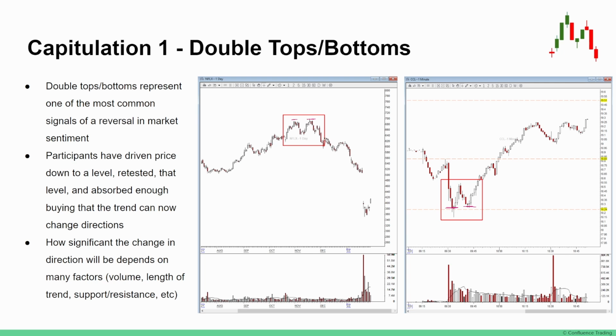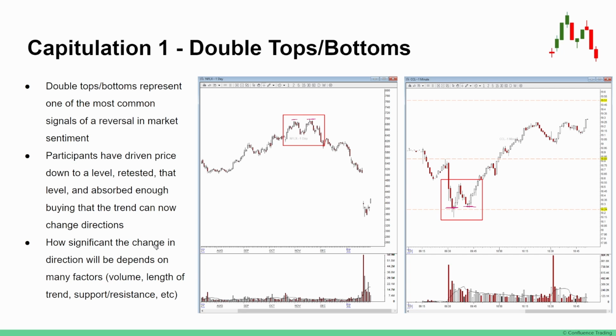With these patterns, I don't want you to just think, oh, okay, I've made my second top, I'm failing, therefore price is going to reject and move in the opposite direction. What I want you to think about is the psychology and the emotion of the participants that are involved. With these patterns, participants have driven price down or up to a level, they have retested that level, and they have absorbed enough buying or selling that the trend can now change directions.